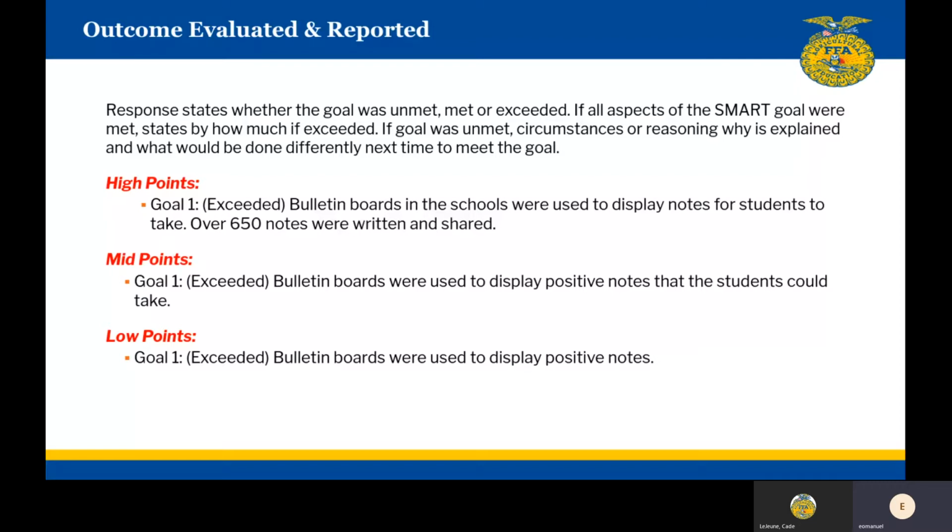And so the midpoints one, the difference is they don't say it was over 650 notes. And so that's not going to get your full point. So just make sure that you're giving yourself something measurable that you can come back to in that outcome section.